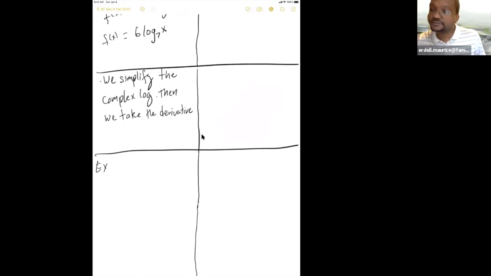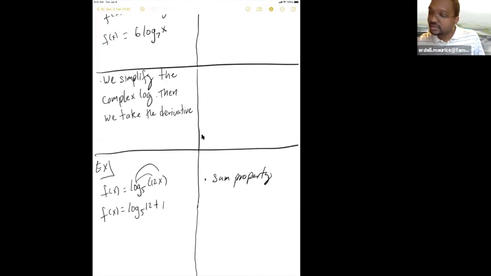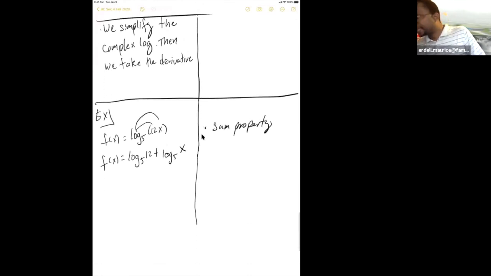Example number 1. Let's say I have f of x equals log base 5 of 12x, and I want to take the derivative. I will first apply the sum property. And so f of x will therefore equal log base 5 of 12 plus log base 5 of x. And now I can take the derivative.